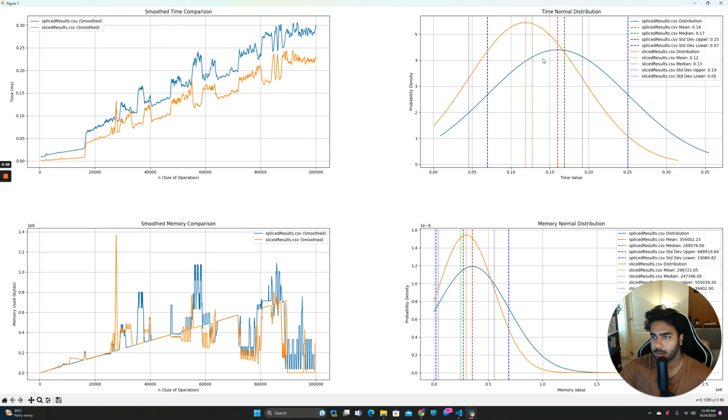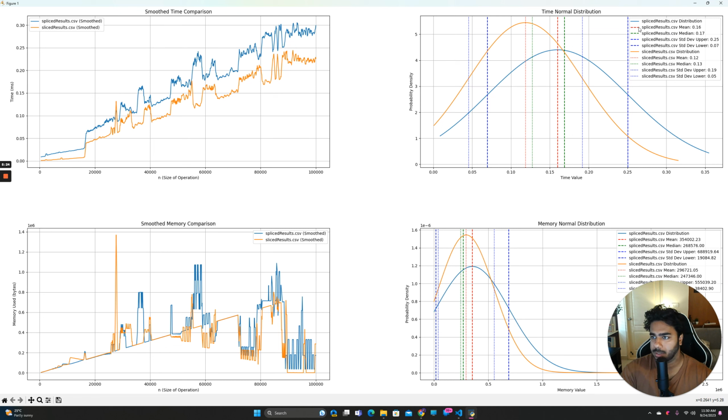But the next thing is the standard deviation. If you compare these two lines and draw a straight line, this point will intersect, right? So this is the standard deviation. The dark blue lines are the standard deviation for slice, and the light ones are the standard deviation for splice. Okay.